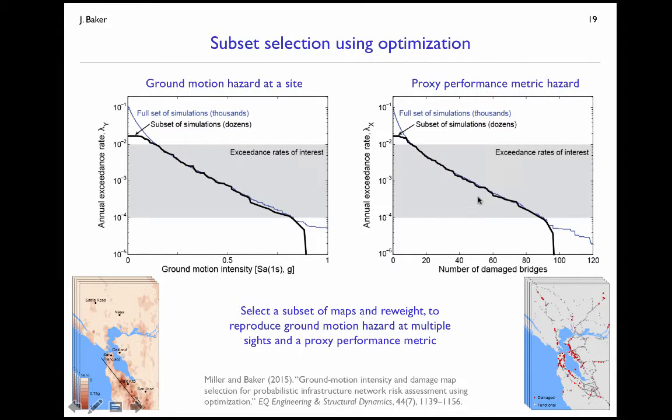And this is going to allow us to reselect this smaller set of just a few dozen realizations that still keeps our probabilistic description of the ground motion hazard and the damage to the network, and allows us to continue on with a more expensive network calculation.